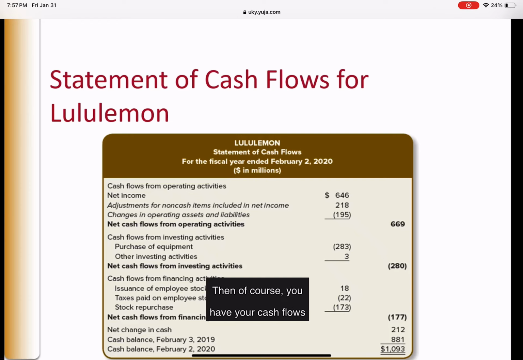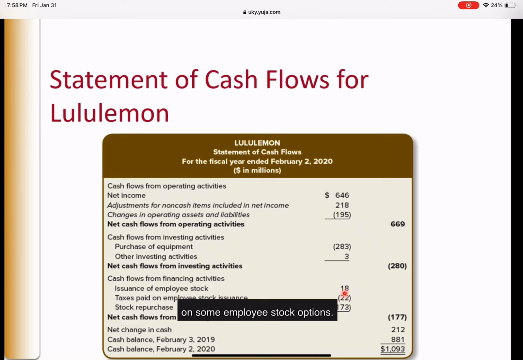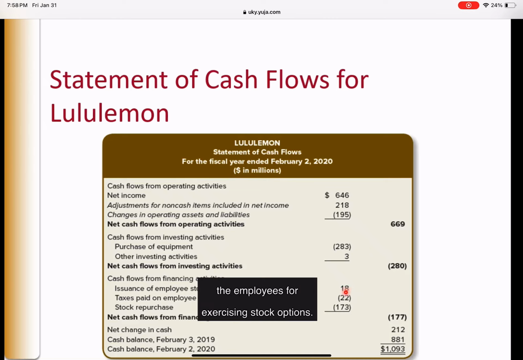And then, of course, you have your cash flows from financing activities. Am I happy with a negative number? Always. Because when I see a negative number, that implies, well, they're paying taxes on some employee stock options and they're getting some money from the employees for exercising stock options. But this company has enough money to buy back their own stock. When they say stock repurchase, we refer to it as treasury stock. You'll learn about that more in 201.